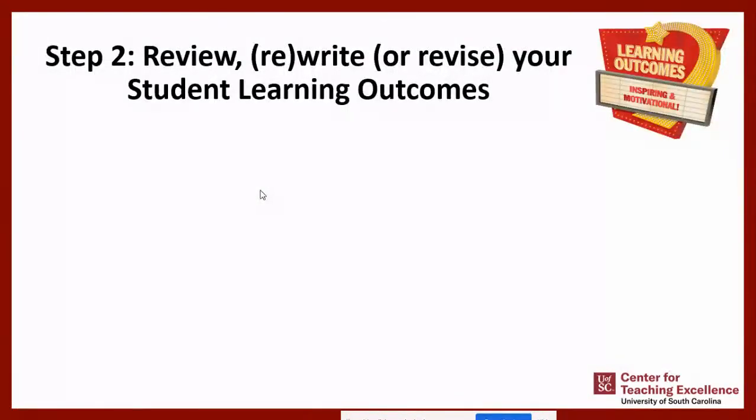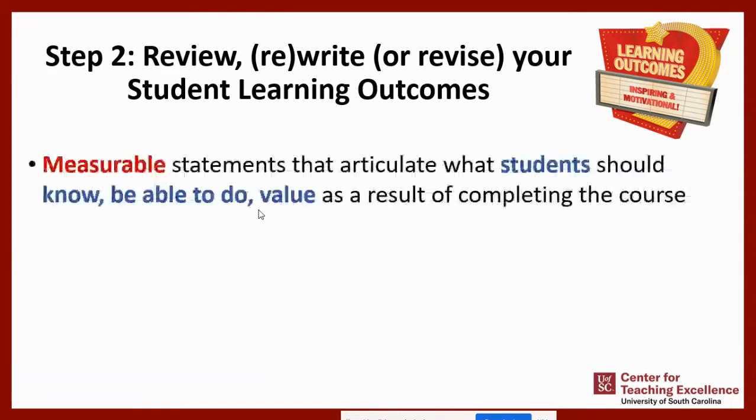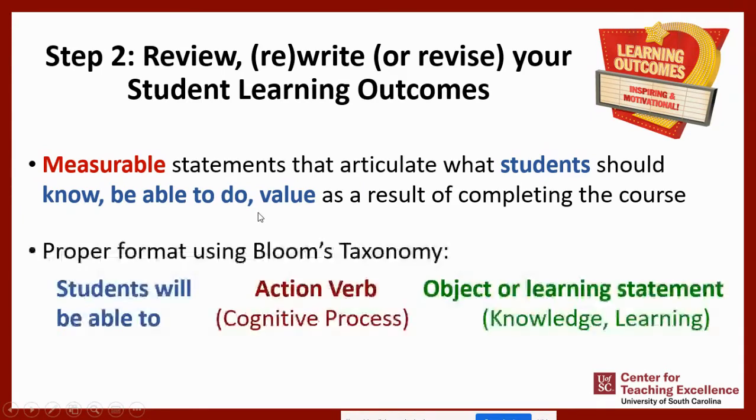Okay, so step 2. So you've done this big picture reconsidering of where you're starting. Now you want to revise, write, or rewrite your learning outcomes. Every syllabus is required to have learning outcomes. You may have heard of them as learning objectives, even maybe learning statements. But these are statements that say what a course is going to do, what the students are going to be able to do, to learn, to value as a result of being in this course. And these statements need to be measurable. And I'll talk about what measurable means in just a second.